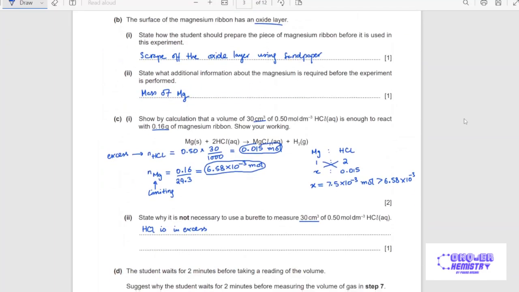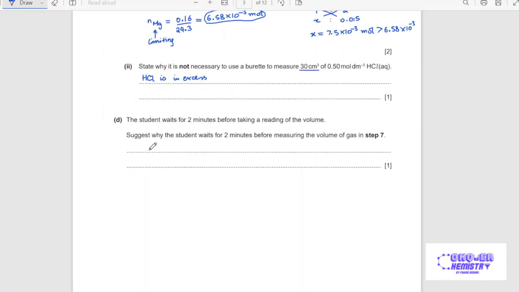So the answer to this part is: to ensure hydrogen gas returns to room conditions. All right.